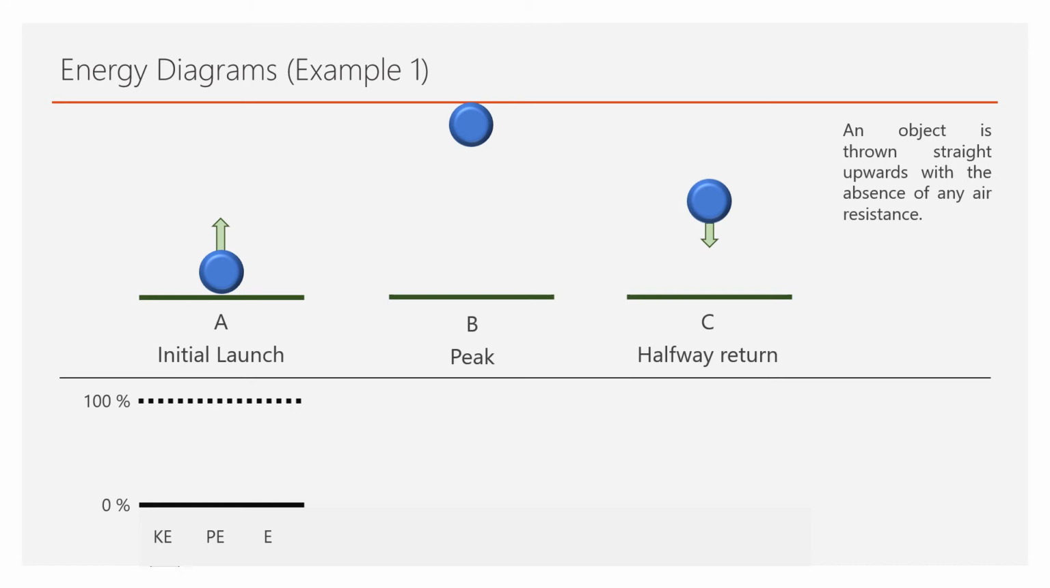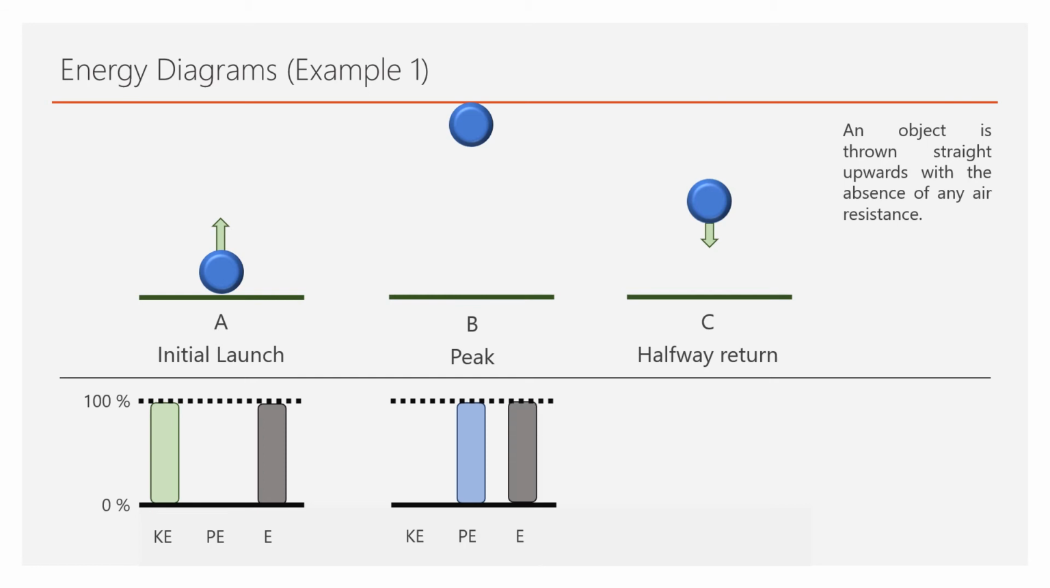In state A, all of the object's energy is kinetic energy. So 100% is kinetic energy. And this is the beginning of the launch, so all of the energy is still present. And there's no potential energy because it's on the ground. In state B, the object has reached the peak, meaning it has no more speed to go upward. So the kinetic energy is 0. But it's at the peak, so the potential energy is at its maximum. And all of the energy is still there because there's no non-conservative forces acting on the system. So the total energy is also still at 100%.